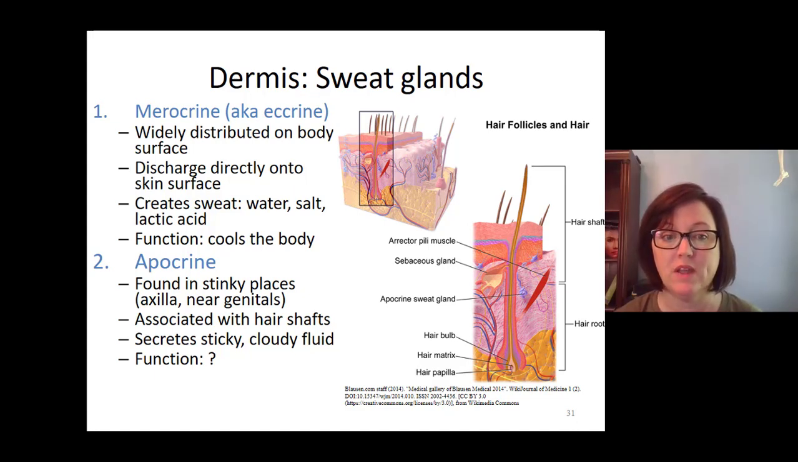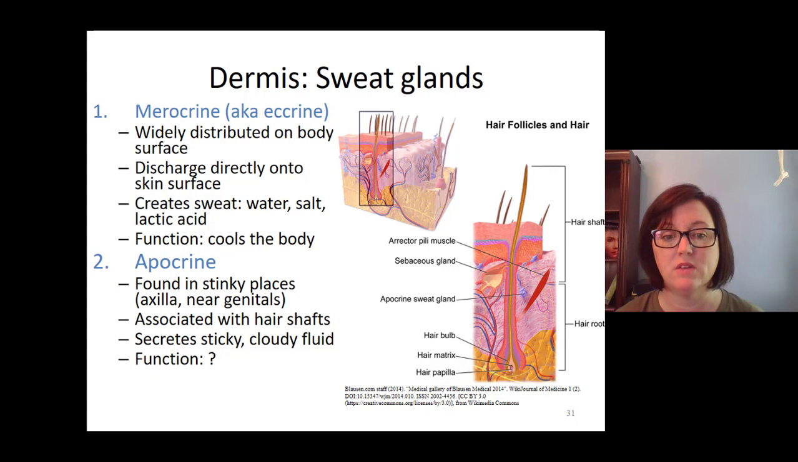These apocrine sweat glands are only found kind of in what you think of as stinky places in the body, right? In the axilla, near the genitals, those types of areas. Unlike the merocrine sweat glands, they don't have their own little duct leading to the surface. They're more like the sebaceous gland in that they use the hair shaft to excrete their components to the surface of skin. And what they're secreting is a more sticky, cloudy fluid, unlike the watery, salty fluid of merocrine sweat.